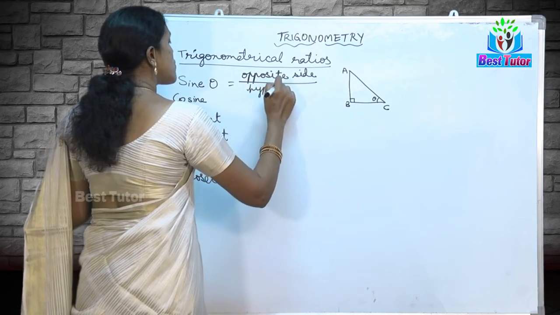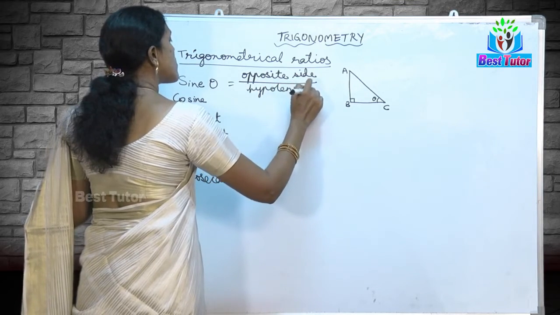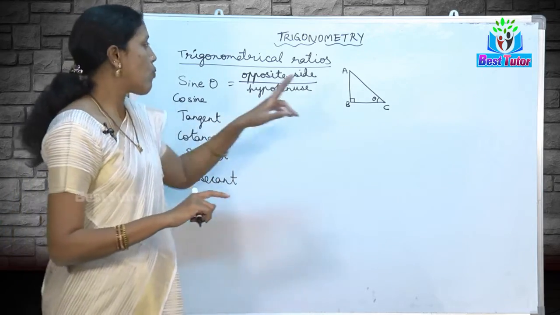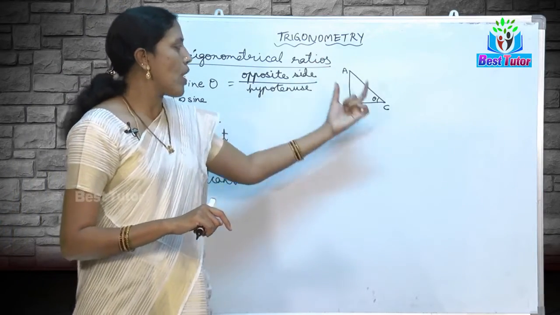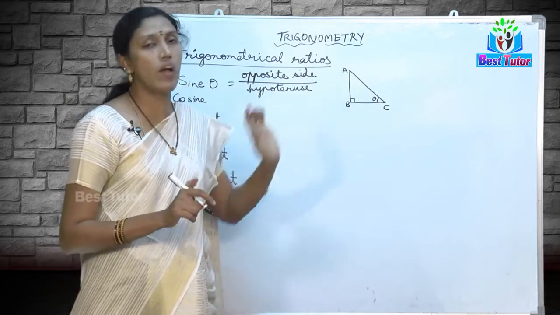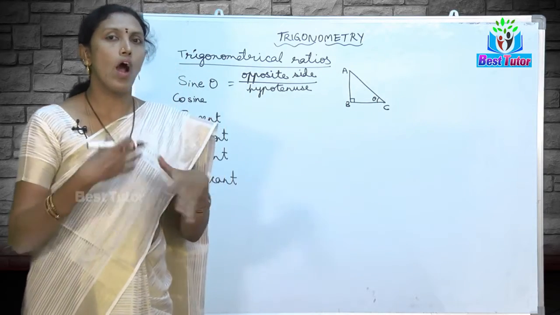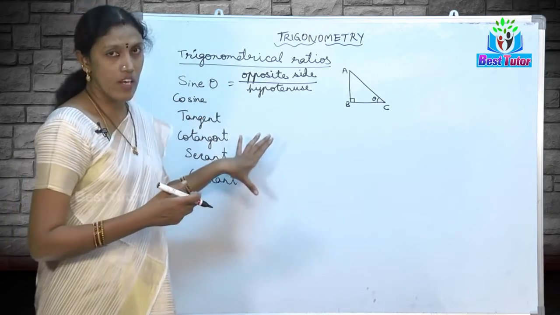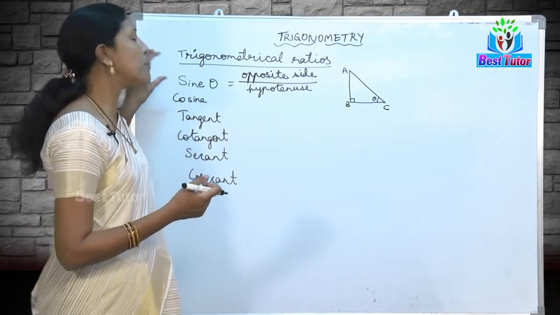These are ratios. I am going to consider the ratios of these 3 sides. Here we have 3 sides: one is the side opposite to theta, one is the side adjacent to theta, and the other is the hypotenuse. So 3 numbers are there. How many possible ratios can be formed? We can form different ratios, and for each different ratio I am going to give you a particular name.